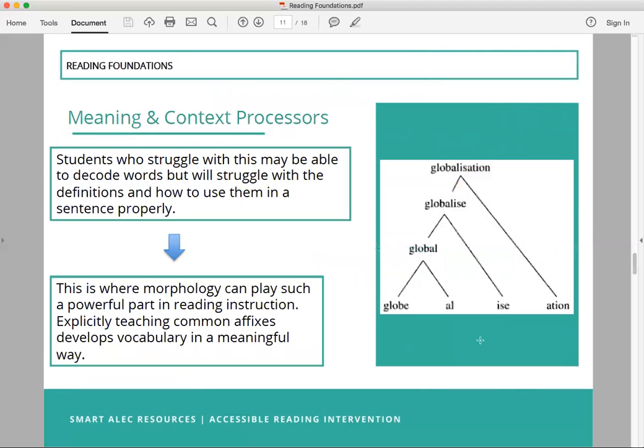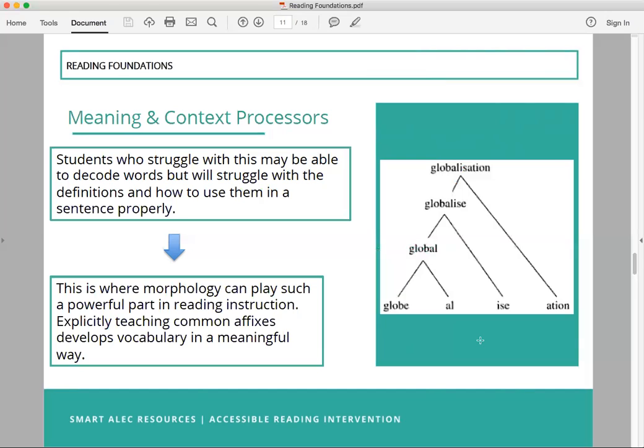Again, thinking about these deeper level processors, students who struggle with the meaning and context processors may be able to decode words. In fact, a lot of kids who sometimes we'll say are hyperlexic do a really nice job decoding words, but they have no idea how to use them. They don't know how to use them properly in a sentence, or maybe they can't come up with multiple meanings, or they just can't take it that step deeper. So morphology is really important.